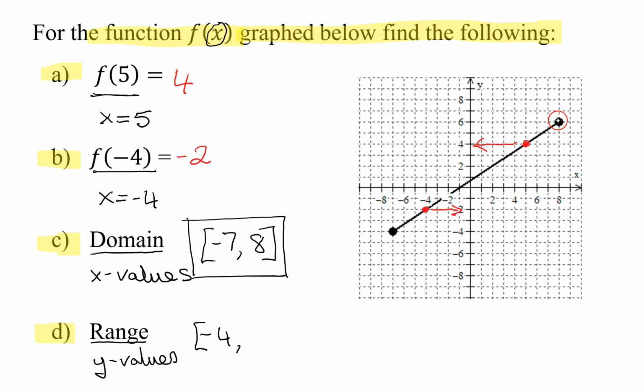Then my graph keeps going up and it stops here. And what's the y value here? 6. So here is my range, negative 4 to 6, including both of the endpoints.